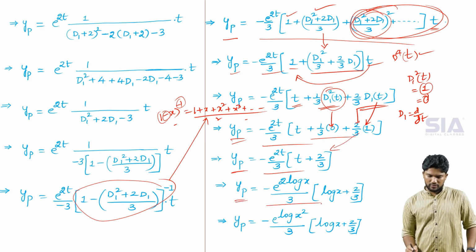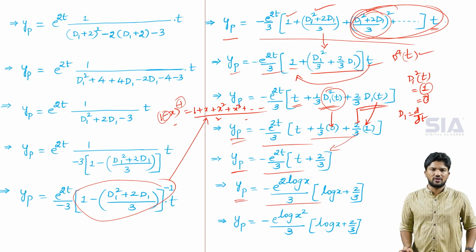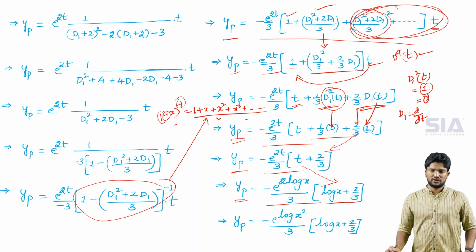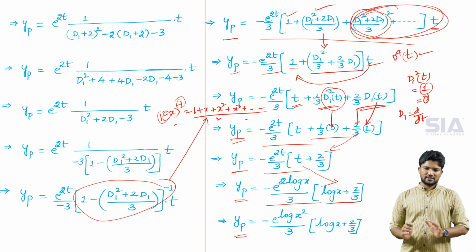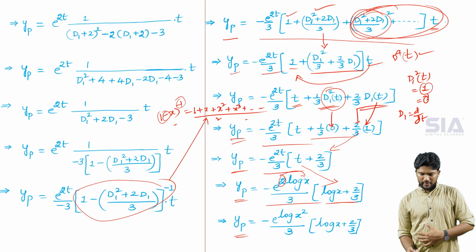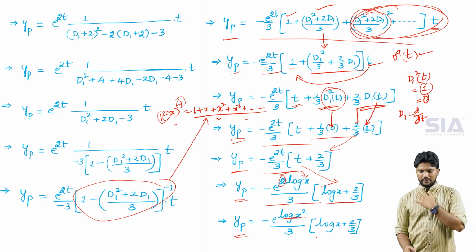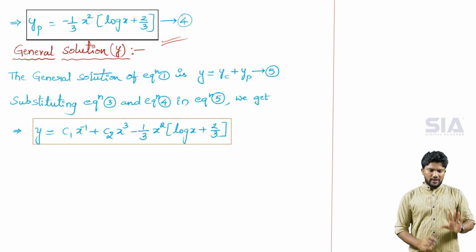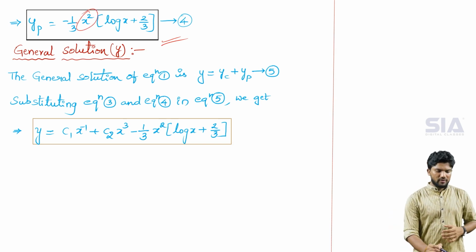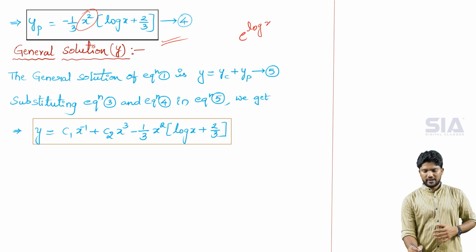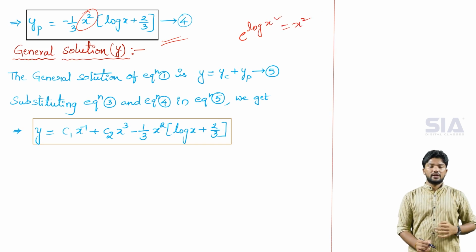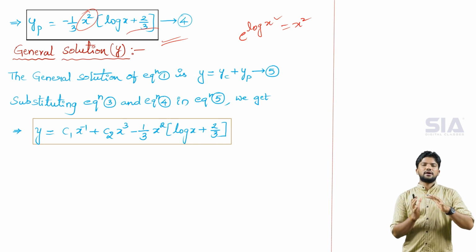So y suffix p is equal to, substituting the small t value, small t is equal to log x. So minus e power 2 into log x by 3, wherever you have small t substitute log x, plus 2 by 3. So y suffix p is equal to minus e power log x whole square by 3 into log x plus 2 by 3. The e power log x whole square will become x square only. So minus 1 by 3 into x square into log x plus 2 by 3. That is the particular integral value.